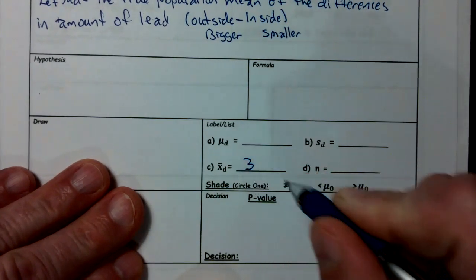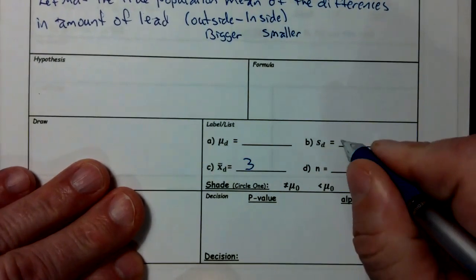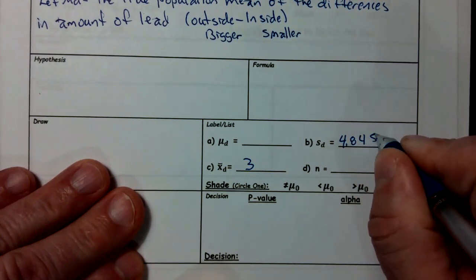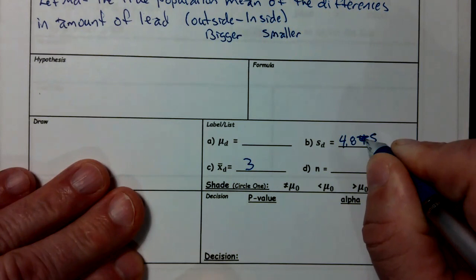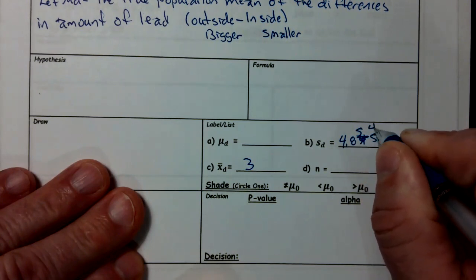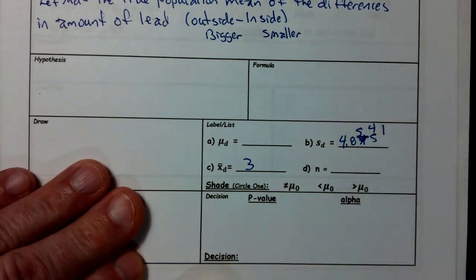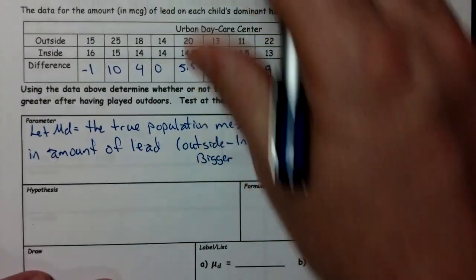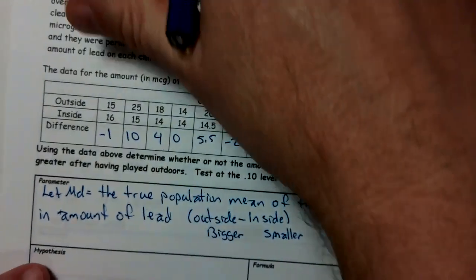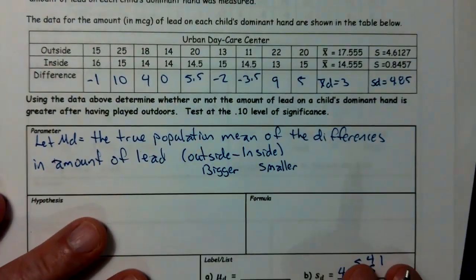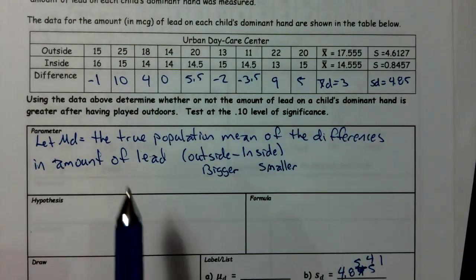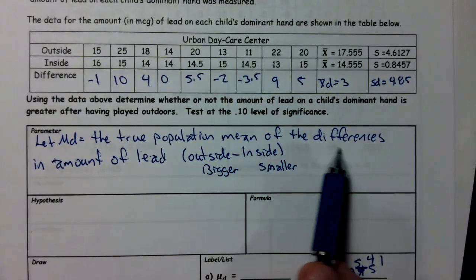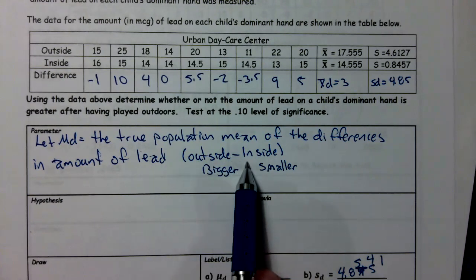So x bar D is 3, and this is 4.8541 for our standard deviation. All right, so the first thing is we need to write our parameter. I just brought it over from our original. Let mu d equal the true population mean of the differences in amount of lead outside minus inside.